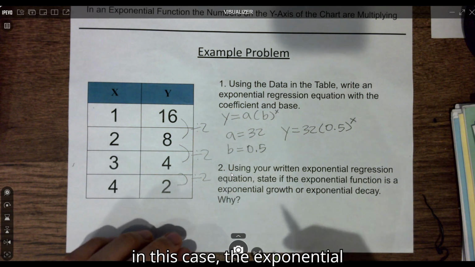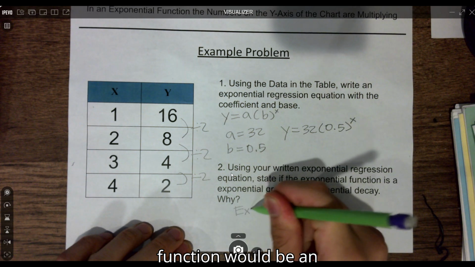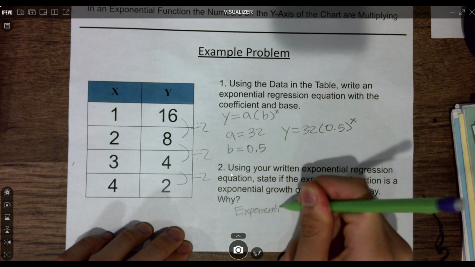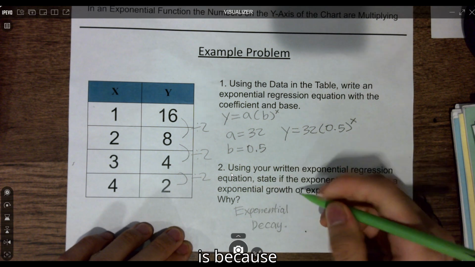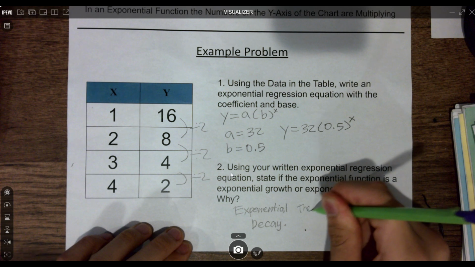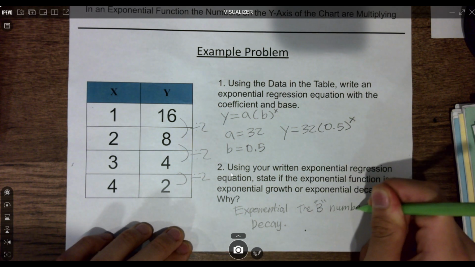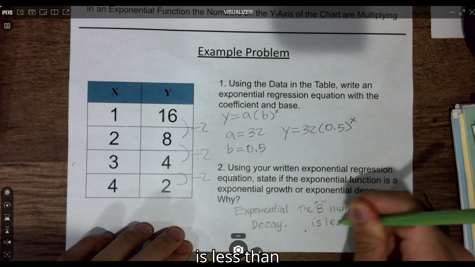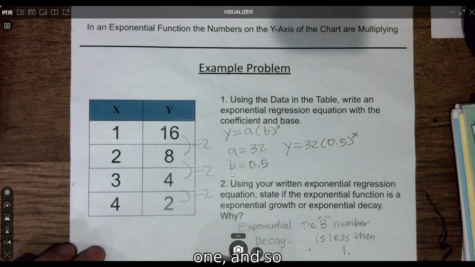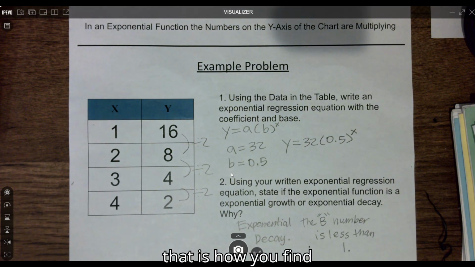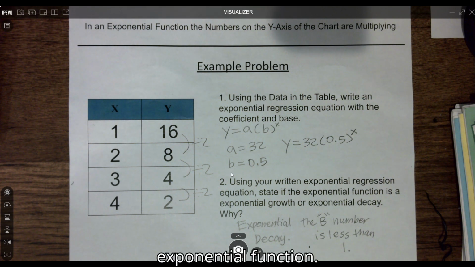So, in this case, the exponential function would be an exponential decay. The reason why is because the b number is less than 1. And so that is how you find the exponential regression equation of an exponential function.